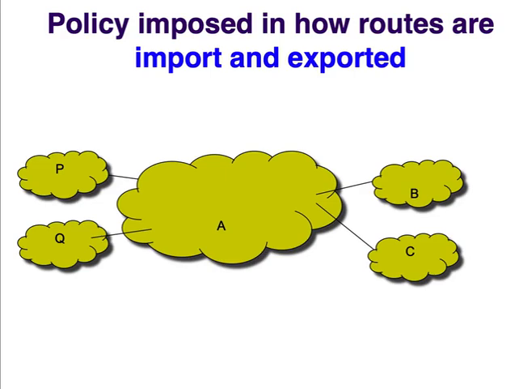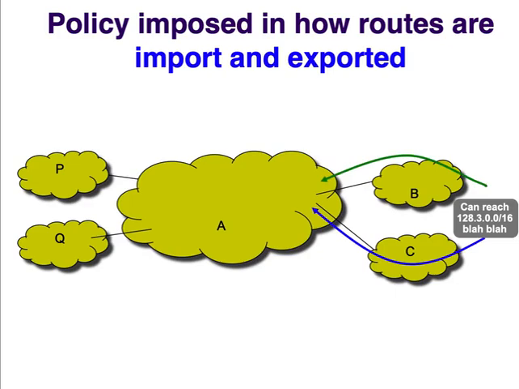Right, so let's look at this example here where I have these ASs, and I have some destination prefix somewhere far out on the internet, 128.3 dot something. And I have two paths, both B and C have the ability to reach that destination. So I have this green path and I have the blue path. Both of them are advertising these paths to A. Right?